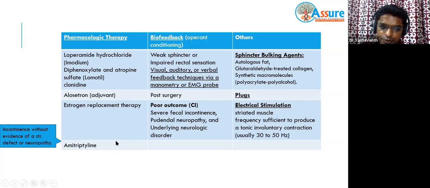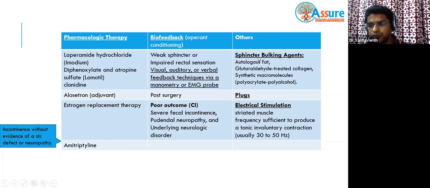And mind you, surgery should not be considered in the presence of neuropathy. Biofeedback, it's mainly operant conditioning. I told you how we do a biofeedback, and usually in the absence of neuropathy, it has a good outcome. Poor outcome in those with neuropathy, incontinence, and underlying neurological disorders.